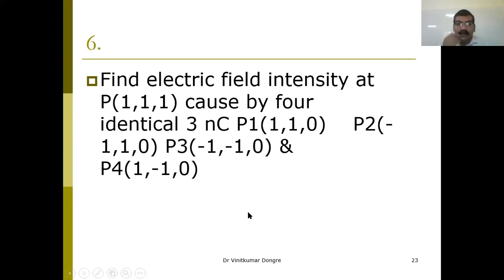So this type of problem we have done previously for the force calculation. So the same thing we have to do for the electric field intensity calculation. Electric field intensity and electric field strength both are the same thing. So E we can calculate. So I'll just go quickly to solve this problem and then we'll go for the next topic.